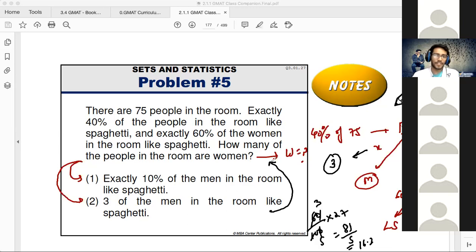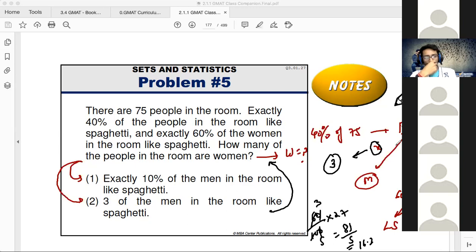10% of the men in the room like spaghetti. 30 is there. X are 10. 30 minus 10% of this. 10% of the men, but I don't know the number of men. Yeah. So I don't know the number of men. Using 2, I can calculate, no doubt. What about the statement 1?